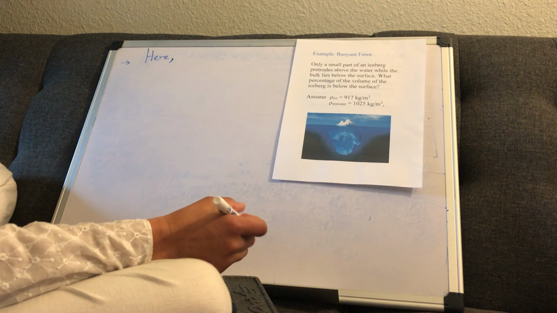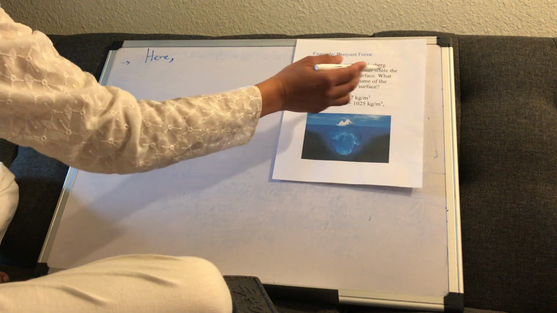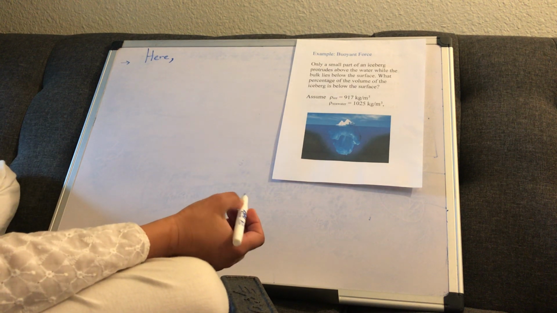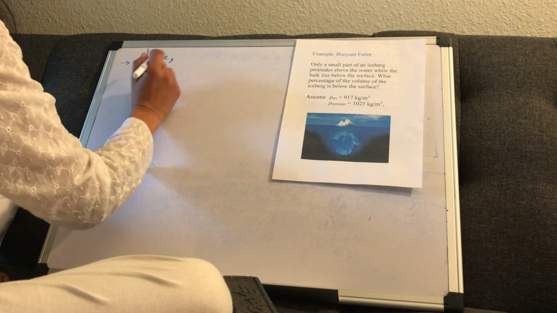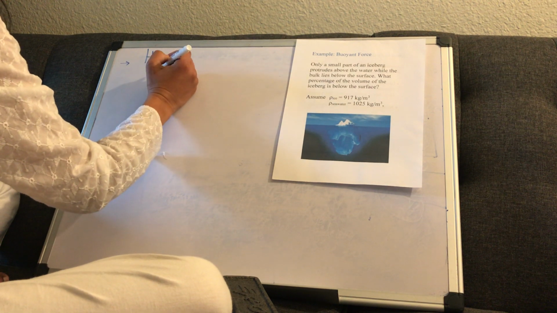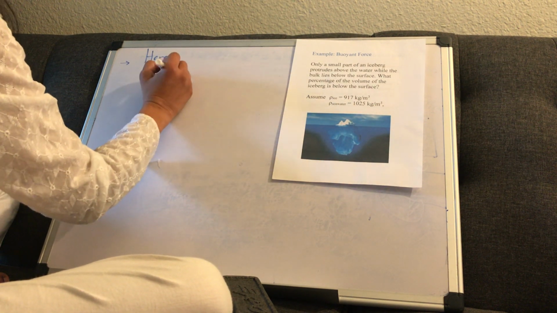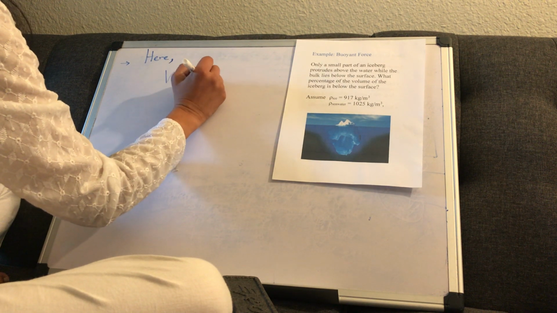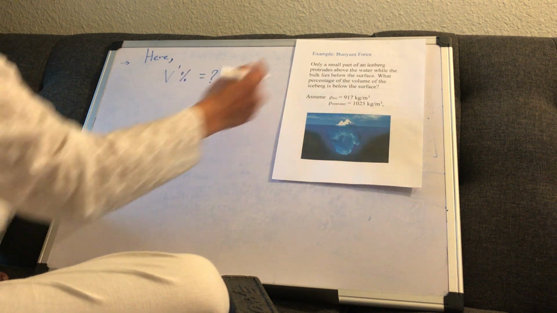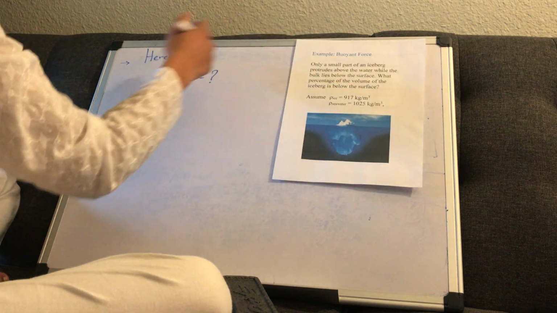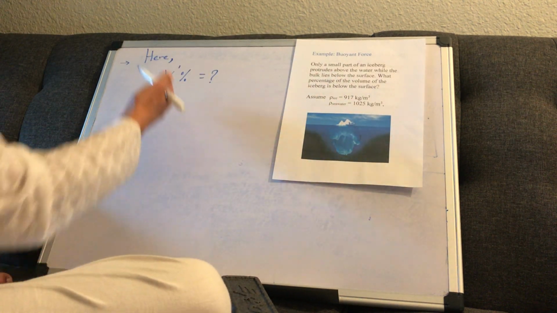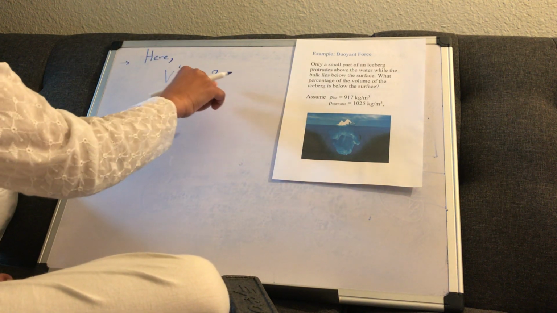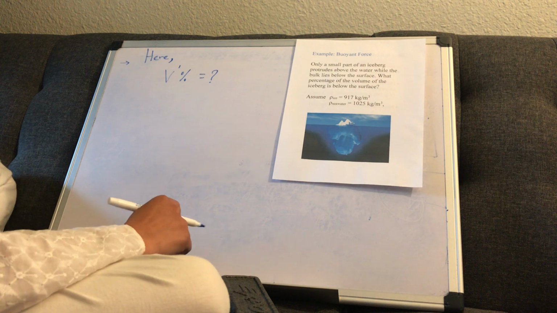We are given only a small part of an iceberg protrudes. Okay, we finished reading that. What percentage of the volume of the iceberg is below the surface? So let's say that the volume that is below the surface is, let's call that V dash, and then let's call the percentage equal to what? This is the question. Whatever is given here in words, I'm just translating it into equation form, or at least a symbolic form. That's all. So what percentage of volume is below the surface?